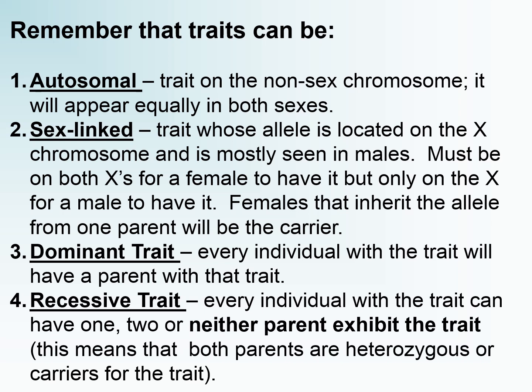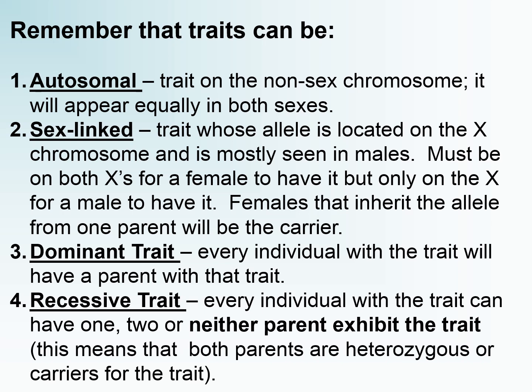So if it's an autosomal trait, remember that's going to be a trait on one of the body chromosomes, or the non-sex chromosomes, it's going to appear equally in both sexes. So we can have equal distribution of the trait among the males and females in the pedigree. If it's sex-linked, a trait whose allele is located on the X chromosome, it'll be seen mostly in males.